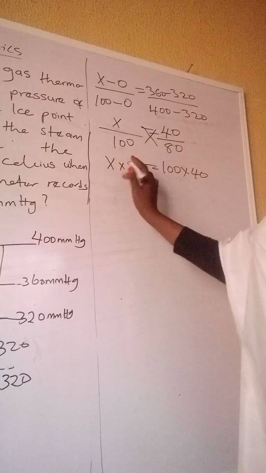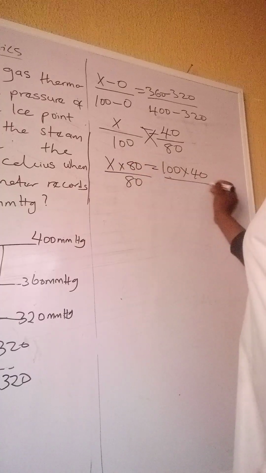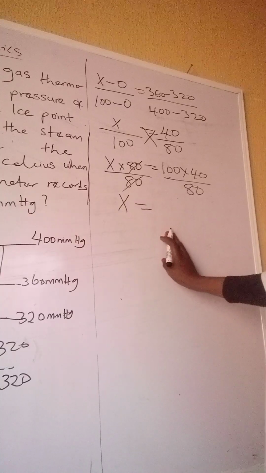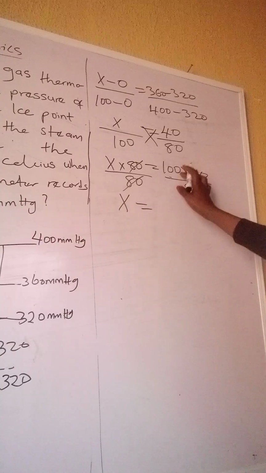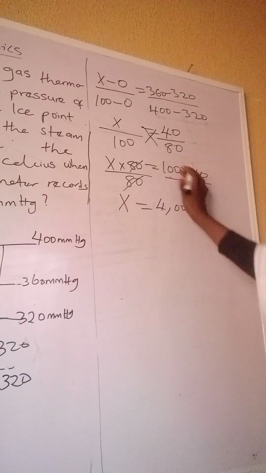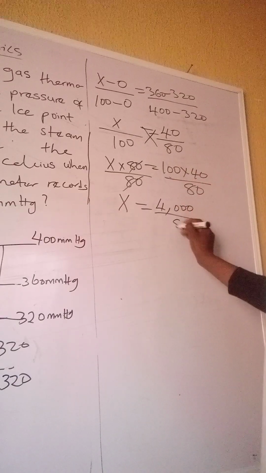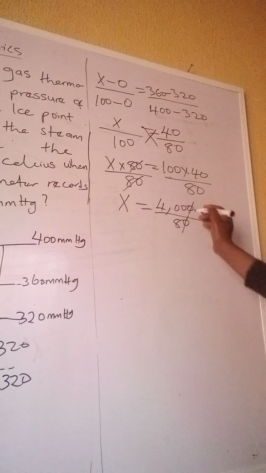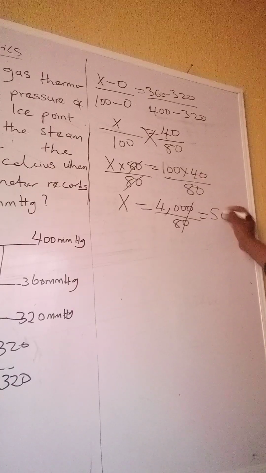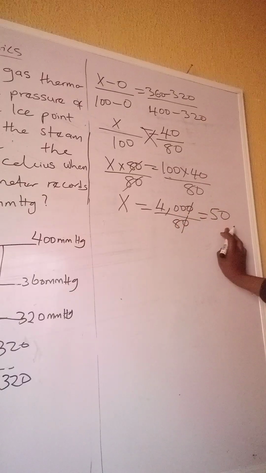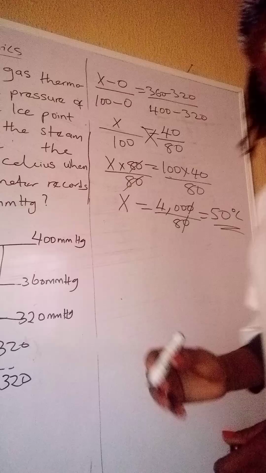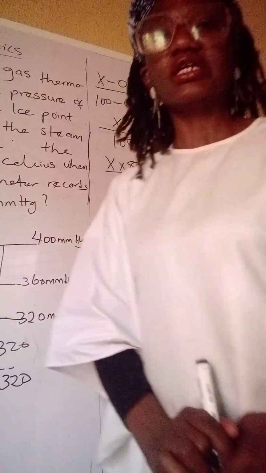We are looking for x, so we divide both sides by 80, and the 80 cancels. We have x equal to 40 times 100, which is 4000, all over 80. We cancel the zeros: 400 over 8 will give us 50. So is it going to be in degrees Celsius? Our answer is 50 degrees Celsius.